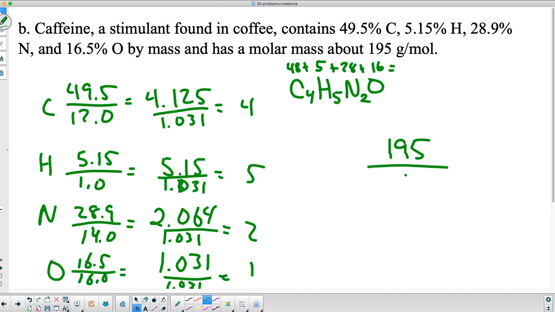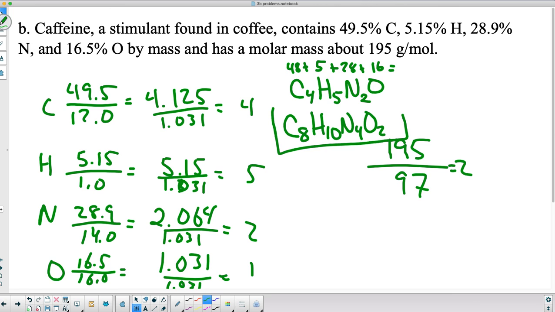That is 97. So 195 divided by 97 is 2. That means that my molecular formula is C8H10N4O2. That is how we do one of those problems. I hope that was a little bit more clear. You need to finish letter C to get full credit for this problem set. Good luck.